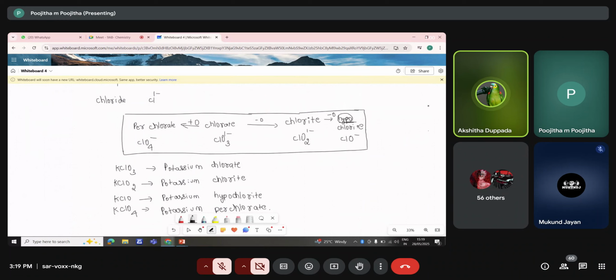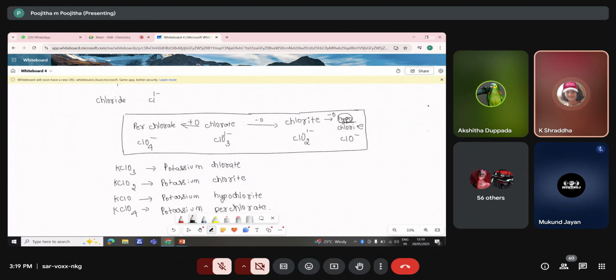Excuse me, ma'am. In some elements, you wrote, for example, ClO4 minus, whereas in the other, the chlorate, ClO3 1 minus. This is only for chlorine containing. Don't compare it with sulfate, sulfite, and all. Sulfide, sulfate, all three you learn together.